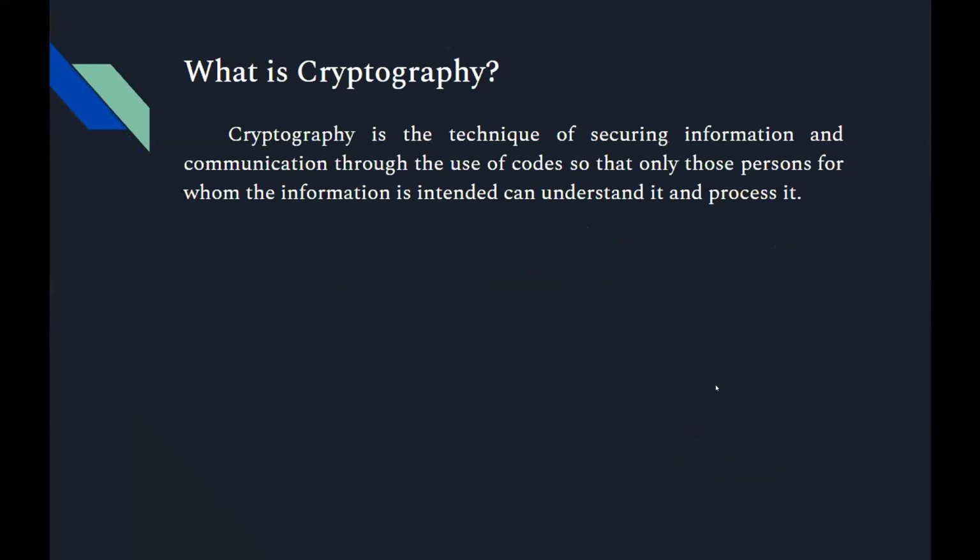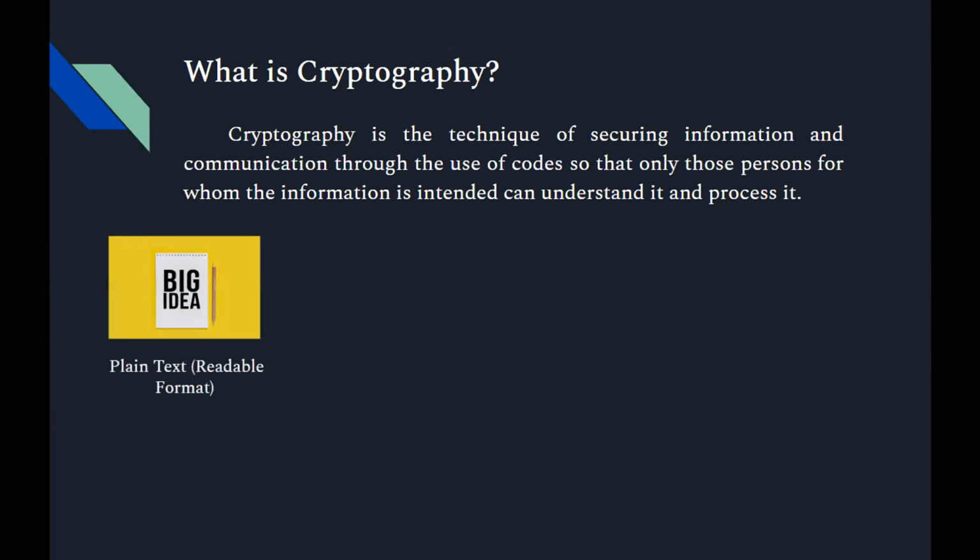So what is cryptography? Cryptography is the technique of securing information and communication through the use of codes, so that only those persons who have the security key can interact with your personal details. It acts as the backbone of the internet. Without cryptography, there will be no privacy and no security. We'll see how cryptography is implemented in the internet.